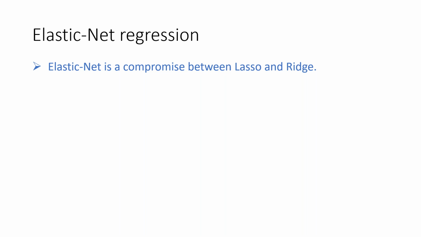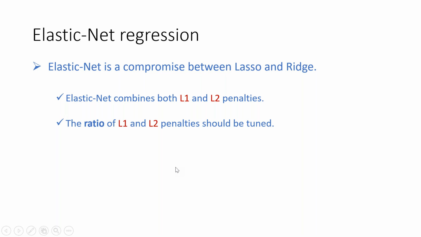By changing the L1, L2 ratio, how much L1 effect and how much L2 effect, that kind of ratio we can adjust, and we can get a little bit of compromise. Elastic net combines both L1 and L2 penalties. The ratio of L1 and L2 penalties should be tuned. So there is a new tuning factor; it has two factors to tune.